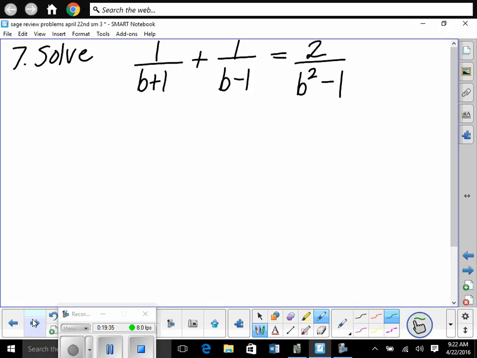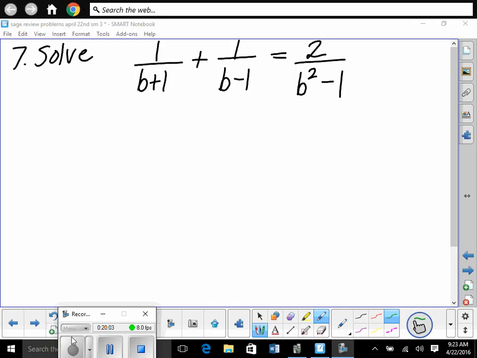This one I want to do because you have to get a common denominator. There is no cross multiplying with this one because we have multiple terms. Okay, so we have this. We're solving it. Now it has an equal sign, so we want to get a common denominator.